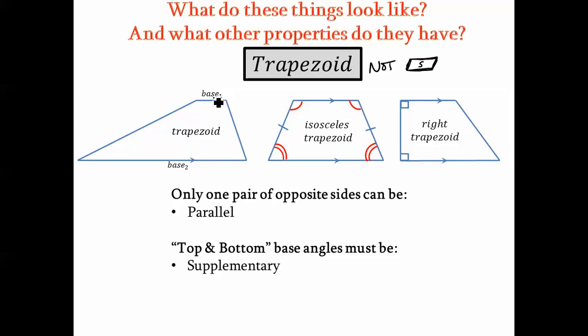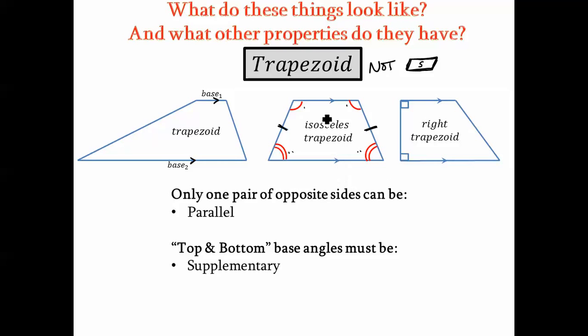We've got one pair of sides that are parallel. We call these the bases. This side over here is not parallel to this side over here. So that's just an ordinary trapezoid. This is an isosceles trapezoid, which has legs that are congruent, and this angle up here and this angle up here are called base angles, and these angles are base angles as well.